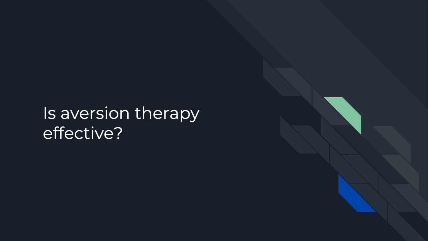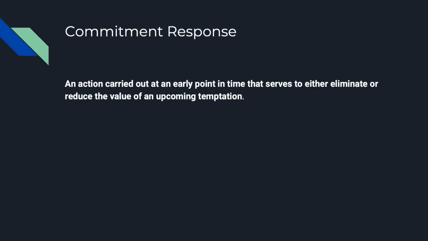Me personally, I think aversion therapy is not the most effective method to decrease behavior. I mean, it can be, but like I said, only to a certain extent. Honestly, I think motivation and self-control within the patient are key components to decrease the unwanted behavior. One particular method that could be used is a commitment response. A commitment response is an action carried out at an early point in time that serves either to eliminate or reduce the value of upcoming temptation.